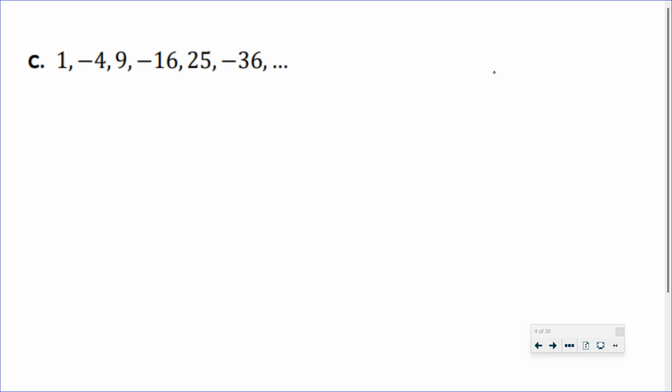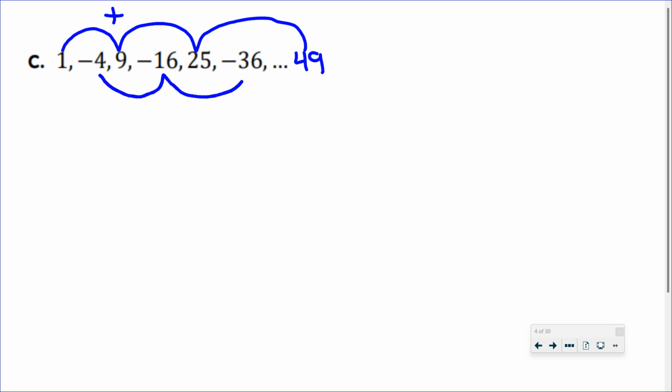This one here, we can see that it's getting bigger, but something odd is happening with the signs. If you look here, 1, 9, 25, the next one would be 49. Those are all positive perfect squares. Look at the other ones though. These are all negative numbers, also perfect squares. That next one would be negative 64.